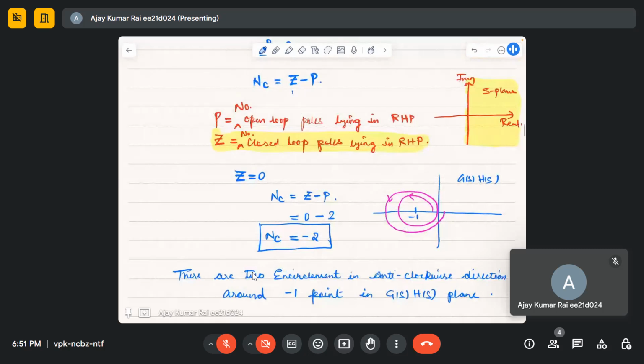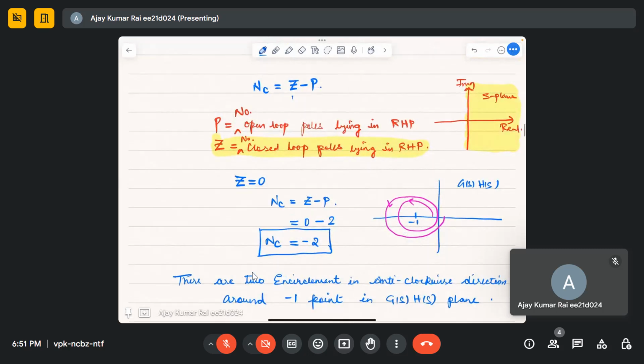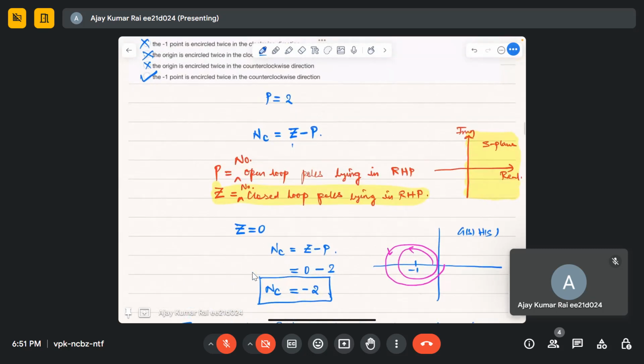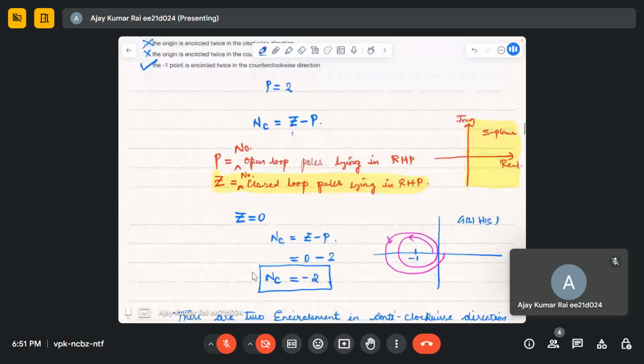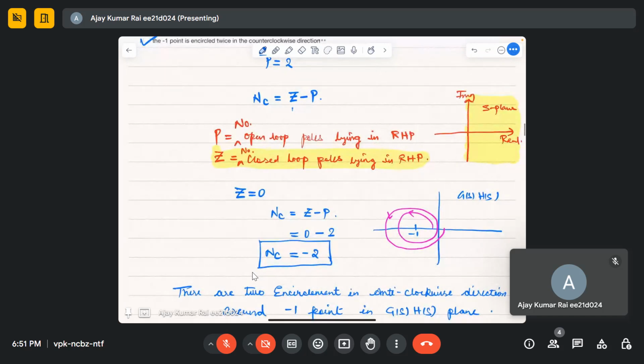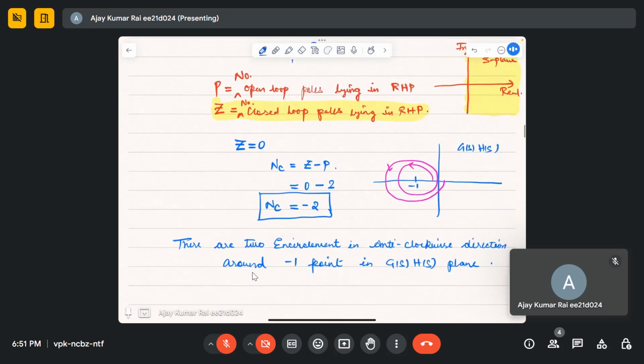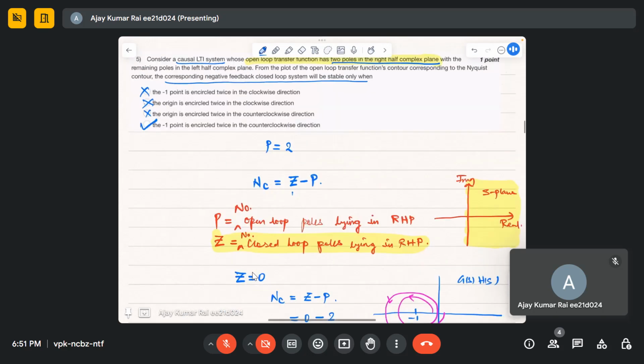So any doubt in this case, NC equal to -2? We are given P, and for stability we know Z should be equal to 0. So NC is equal to -P. In our question, P is equal to 2. That's why NC is equal to -2. And what does this -2 mean? There are two encirclements in the anti-clockwise direction around the -1 point in the GSHS plane. Any doubt in this case?